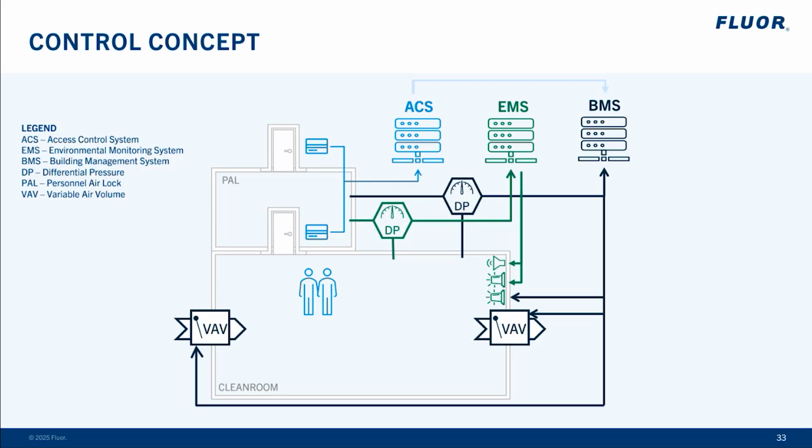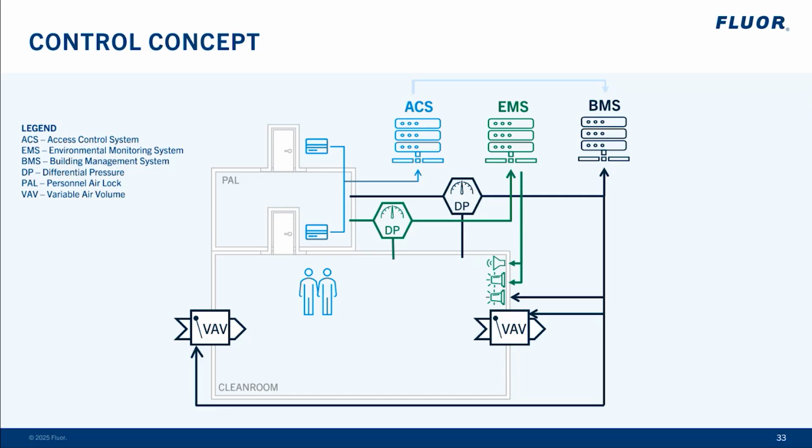Now, let's take a look at how these systems work together to achieve what we call emission-driven cleanroom ventilation. As I mentioned earlier, there are three key players here: the BMS, the ACS, and the EMS. The EMS, Environmental Monitoring System, keeps an eye on the pressure cascade between the cleanroom and the adjacent personal airlock, which is PAL. It uses its own dedicated differential pressure sensor, and if something goes wrong, it raises an alarm.